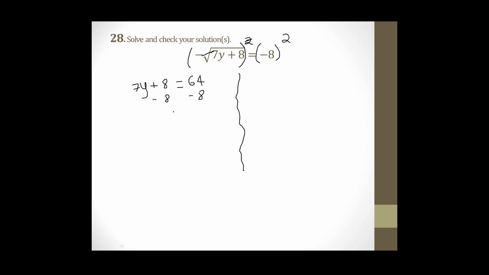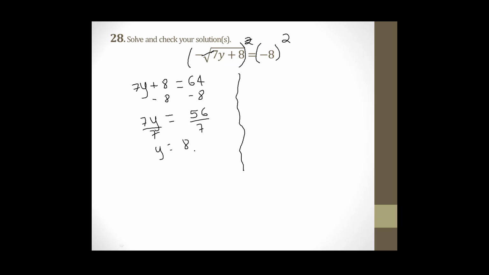Solving for y, subtract 8, so 7y is equal to 56. Divide by 7 real quick. Y is equal to 8. No, I'm sorry. Yes, it is 8. All right, everything is good.